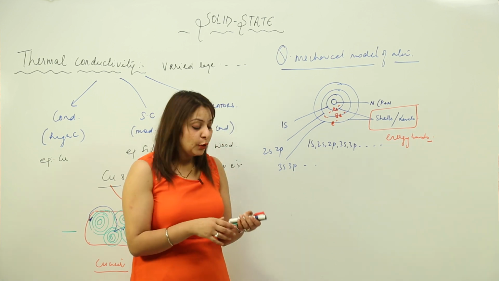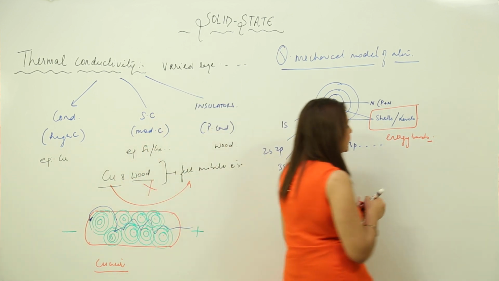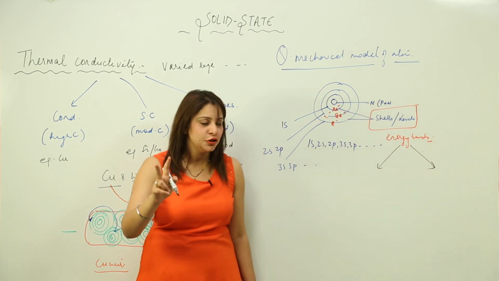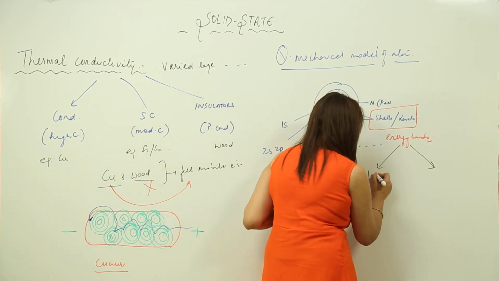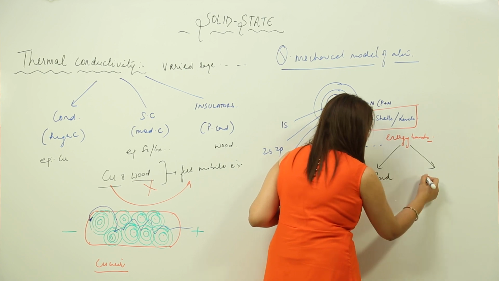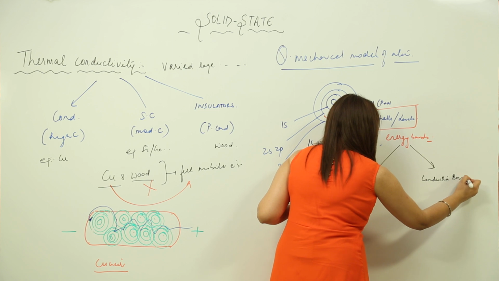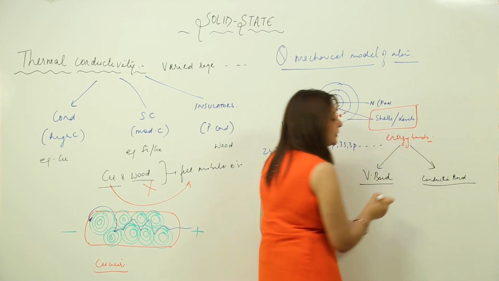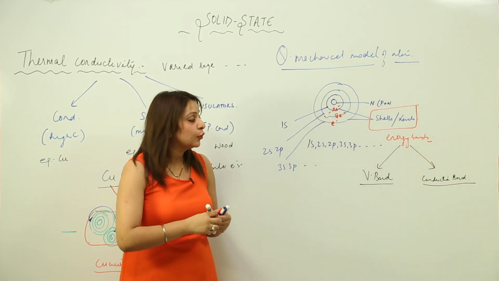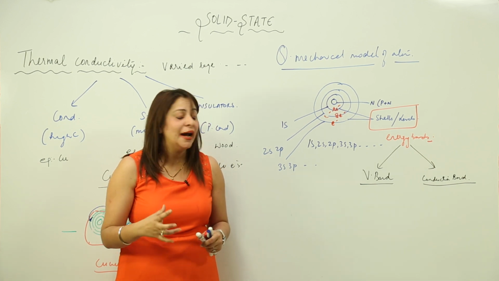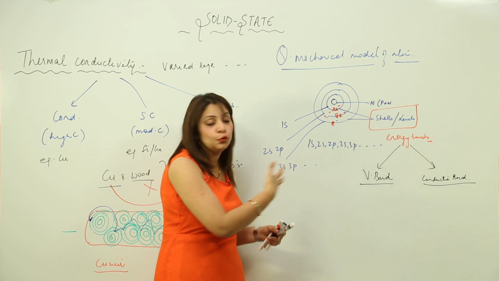Now, the energy bands are categorized into two categories, that is, we get to see two kinds of energy bands. One is the valence band and the other is the conduction band. Now we want to know what the valence band is, and what the difference between these two bands is.